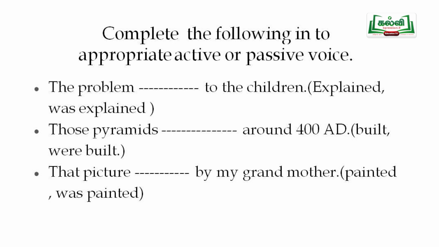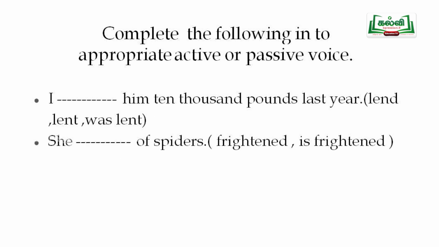ரெண்டாவது, those pyramids dash around 400 AD. Built ஆ were built ஆ? மூணாவது, that picture dash by my grandmother. Painted or was painted. The fourth sentence, I dash him 10,000 pounds last year. Lend, lent, was lent. She dash of spiders. Frightened or is frightened. Shall we discuss the answer, children? Okay. What will be the answer for the first sentence?